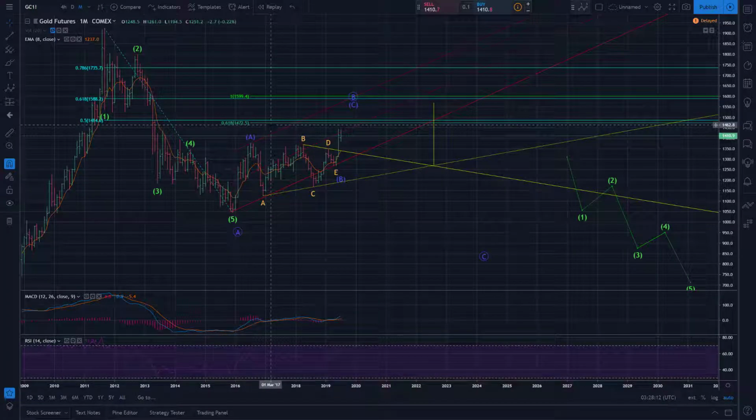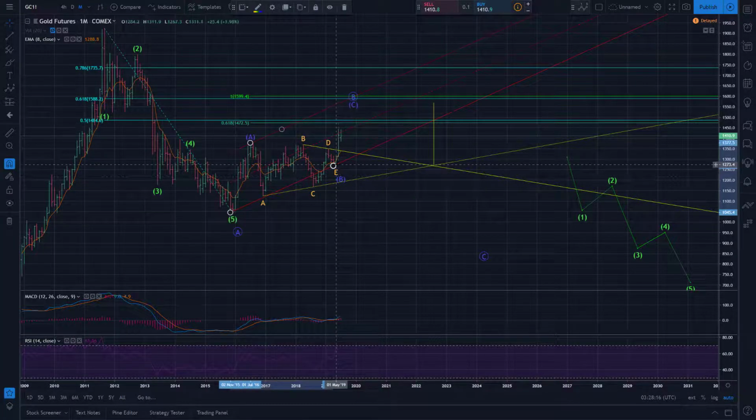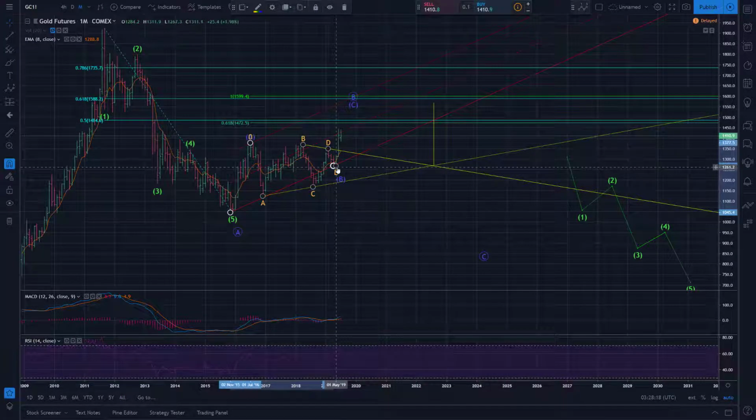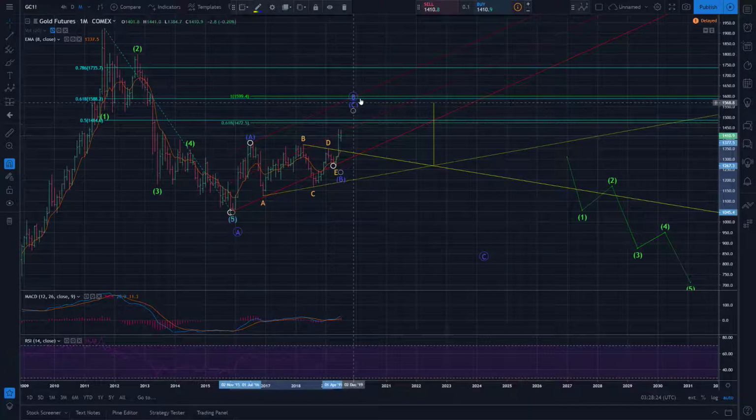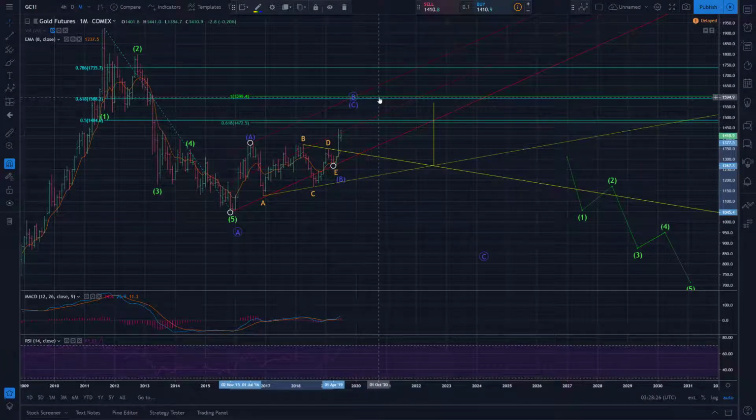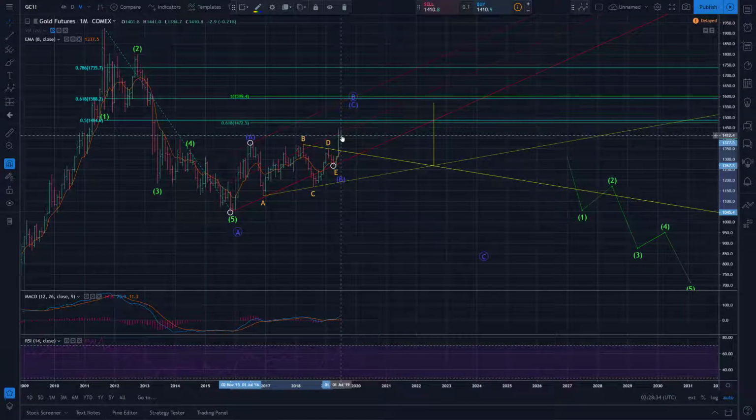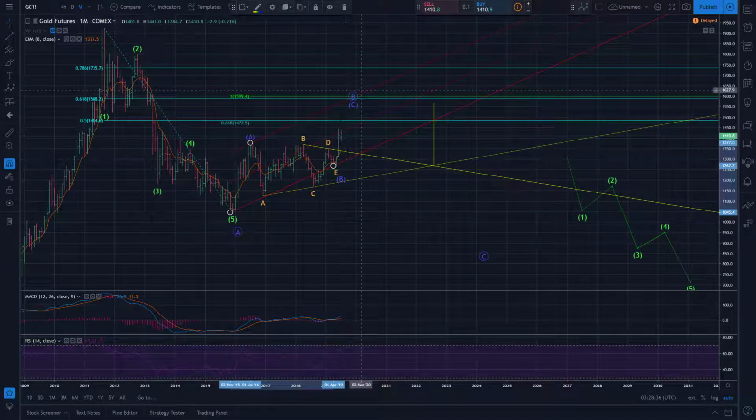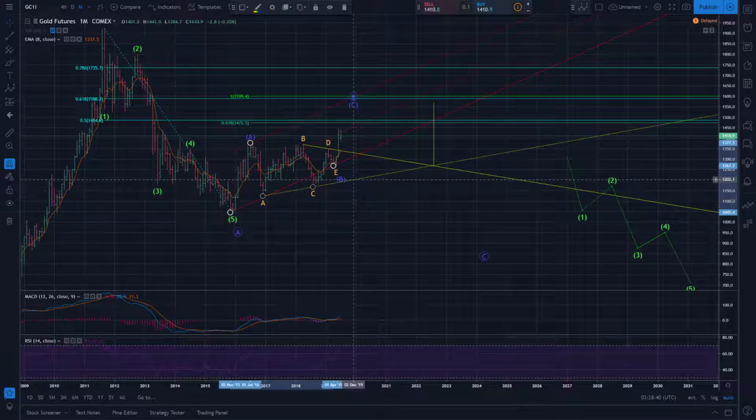Now we also have the relationships between this A and this C off of the B wave termination point. So the 618 relationship gets us to 1472.5, and the equality relationship gets us to just about 1600, 1599.4. So those are some upward targets to look for in the next few months anyways, I would think, heading towards the later part of this year perhaps.